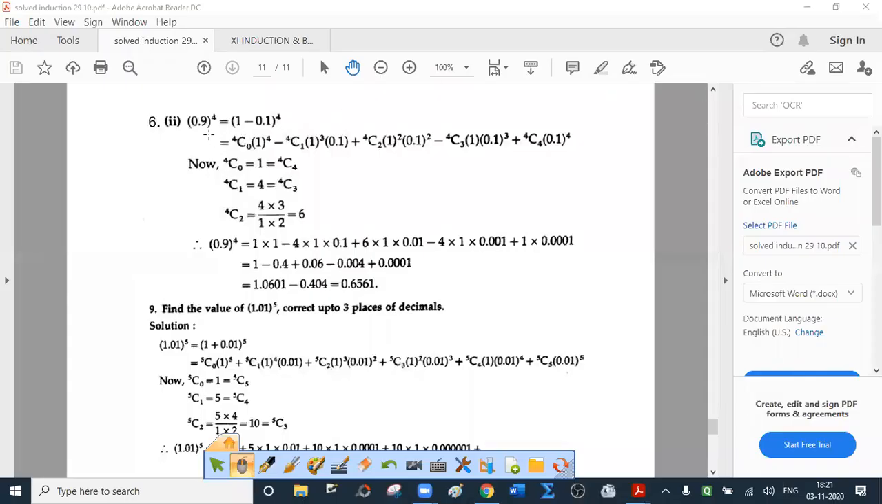Now in the second part, 0.9 raised to 4. 0.9 is to be written as 1 minus 0.1 raised to 4. Again use binomial theorem. You should get 0.9 raised to 4 as 0.6561.